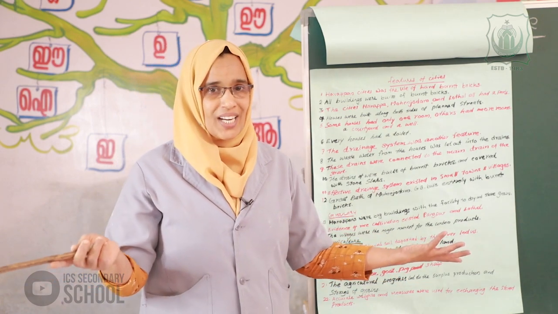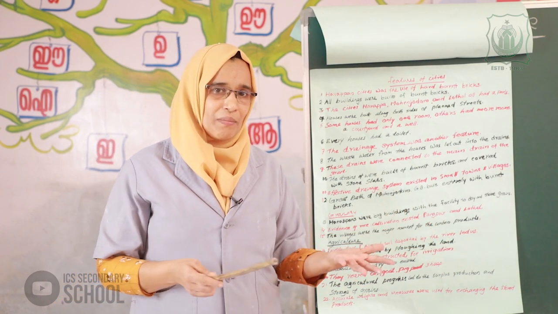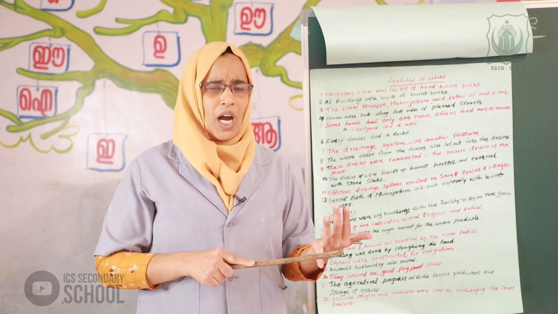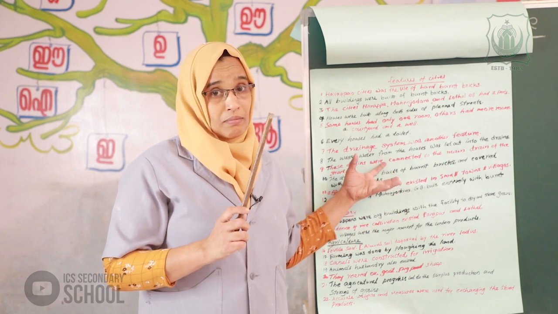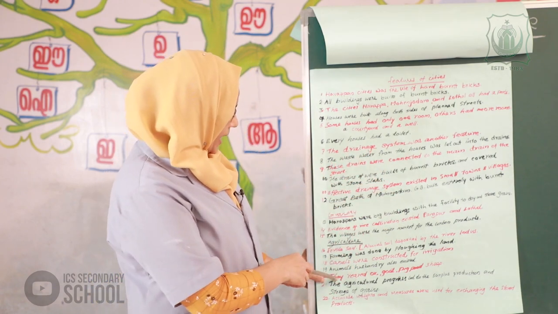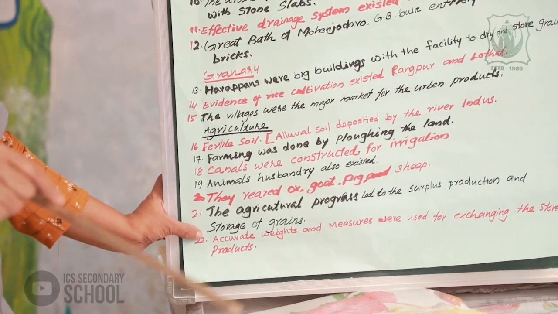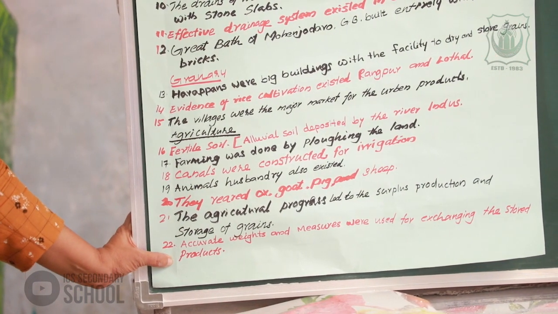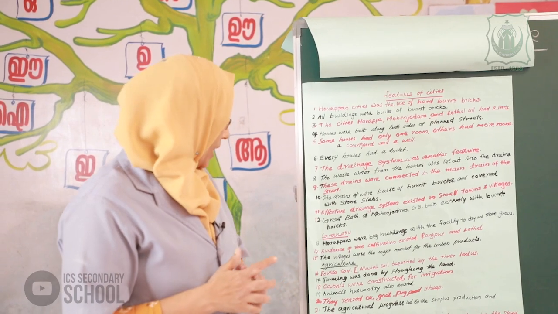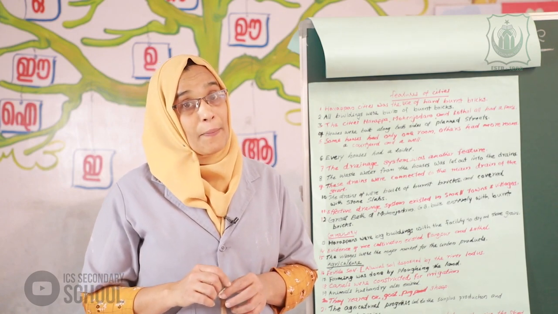The progress of agriculture. Then animal husbandry. There were many domestic animals, and they used cow dung, a complete manner of the agriculture sector. Then the agricultural progress led to surplus products and storage of grains. Last, accurate weights and measures were used for exchanging the stored products.